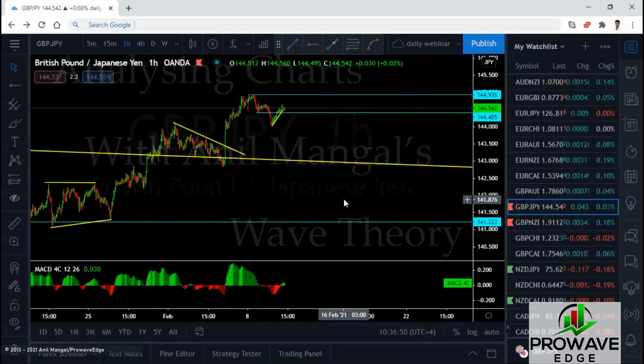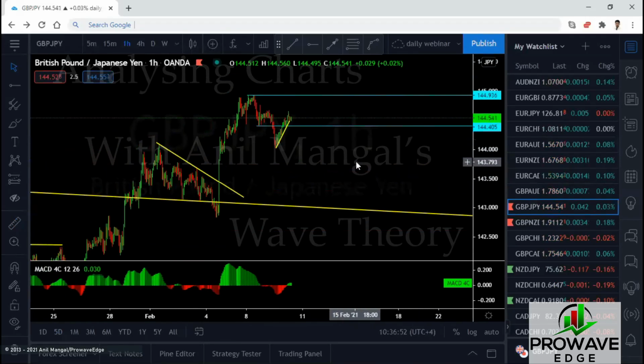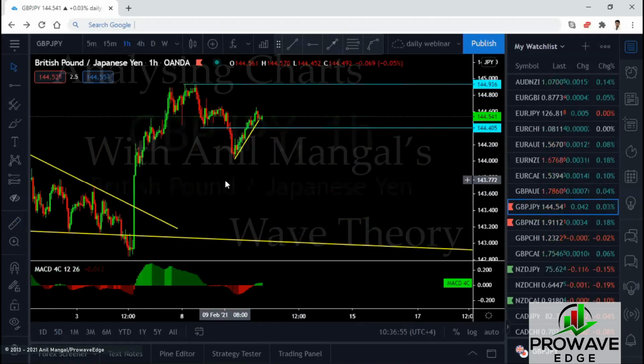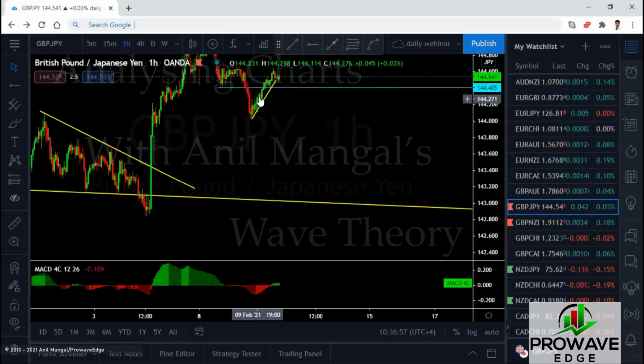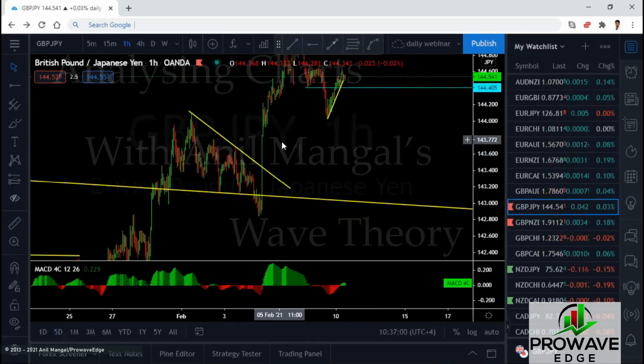Pound Yen, we sold it. I sold it. We moved it to break even, and I saw this profit and I saw this going back up, but I left it at break even because I wanted a longer trade.